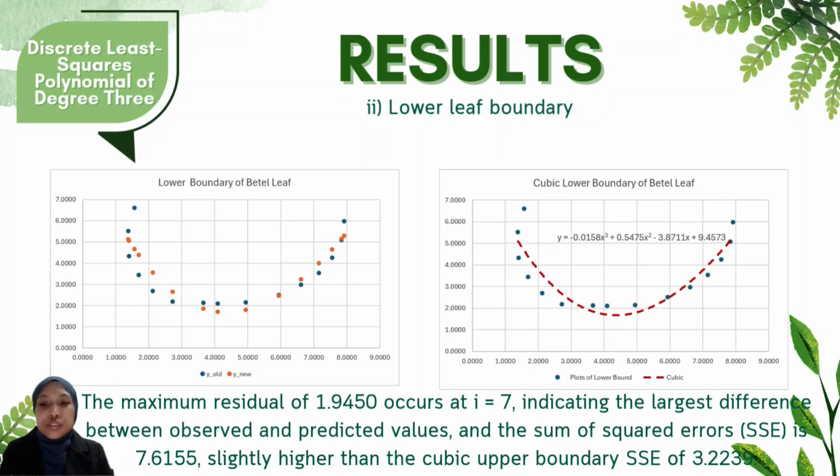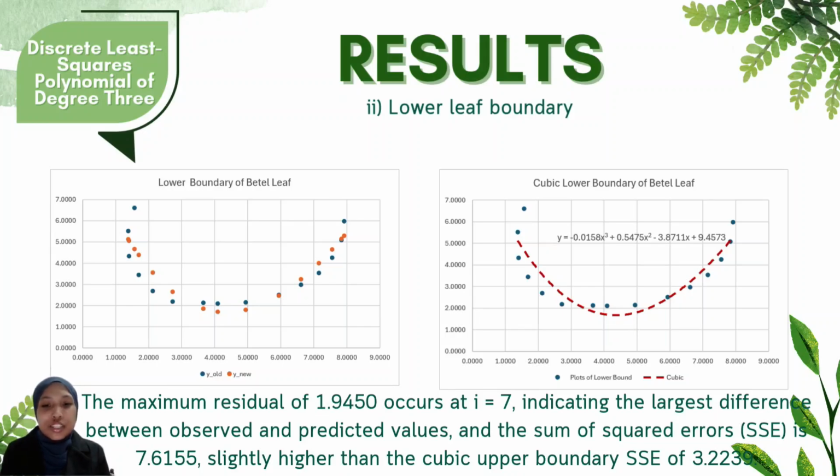So, the polynomial of degree 3 line overlaid for comparison with the actual leaf shape. The maximum residual of 1.9450 occurs at i equals 7, indicating also the largest difference between observed and predicted value. And the sum of square error is 7.6155, slightly higher than the cubic upper boundary SSE of 3.2239, reflecting the greater curvature of the lower boundary.